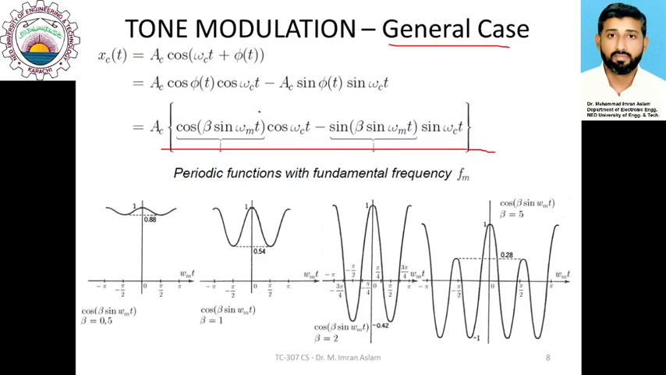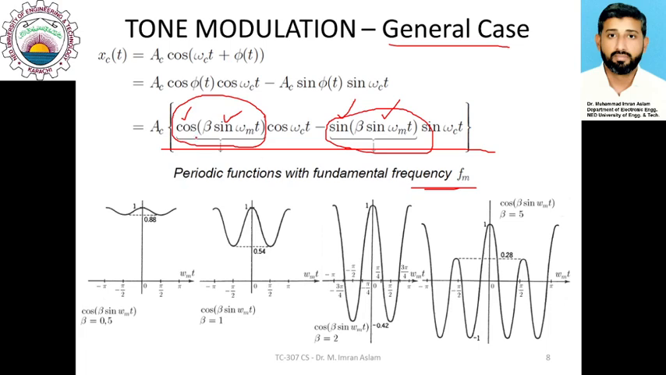You can see this term here, cos(beta sin omega_m t), is a trigonometric sinusoidal function of a sinusoidal function. Similarly, sin(beta sin omega_m t) is also a sinusoidal function of a sinusoidal function. So these two are functions of functions. They are also periodic functions with a fundamental periodic frequency of f_m.